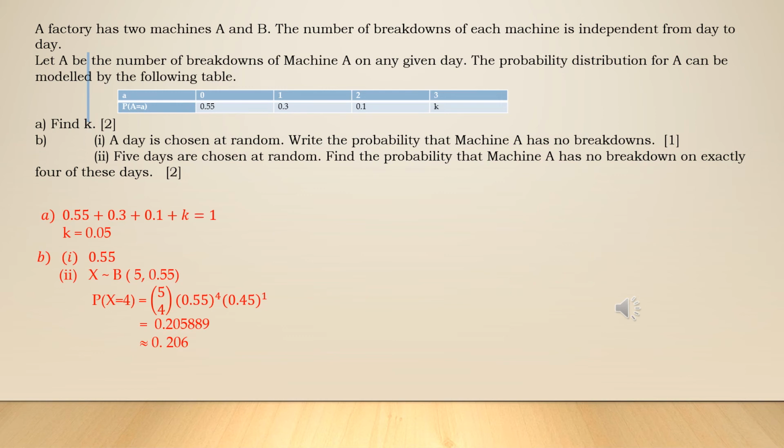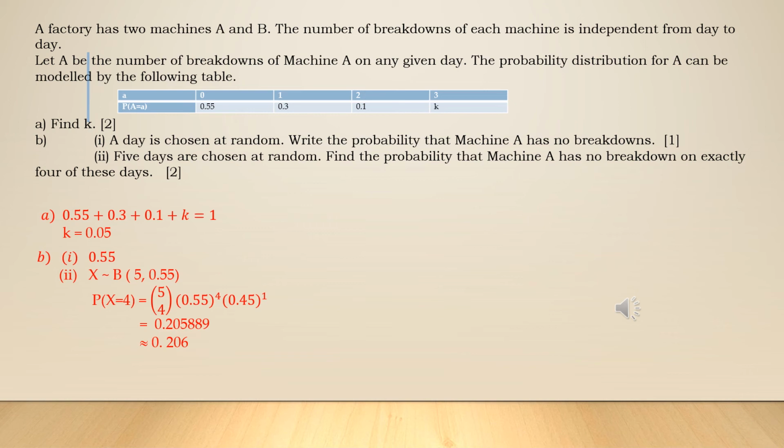Second problem. 5 days are chosen at random. Find the probability that machine A has no breakdown on exactly 4 of these days. We already know that the problem is binomially distributed, having n as a number of cases equal to 5, and the probability of success here is 0.55. That is the probability of not having any breakdown. So we look for the probability where x equals 4.